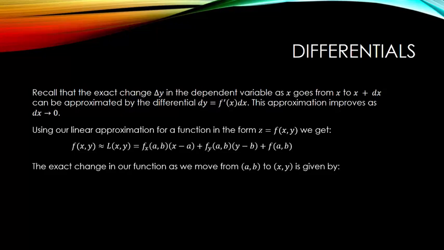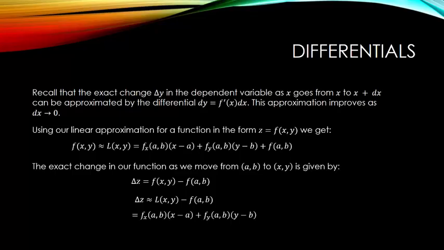The exact change in the function as we move from the point (a,b) to the point (x,y) is given by delta z equals f of x,y minus f of (a,b), so that delta z is approximately equal to the linear approximation L of x,y minus f of (a,b). So delta z is equal to fx at (a,b) times the quantity x minus a plus fy at (a,b) times the quantity y minus b. The quantity x minus a is dx, and the quantity y minus b is dy.